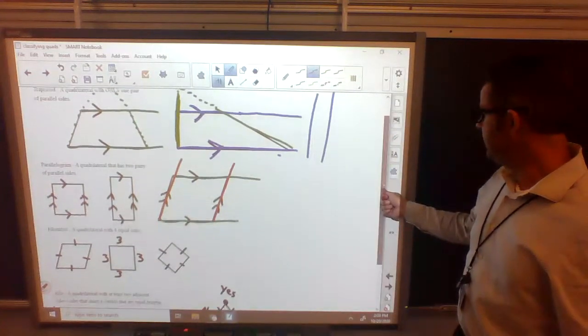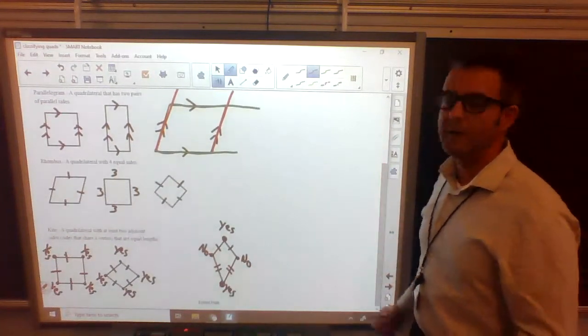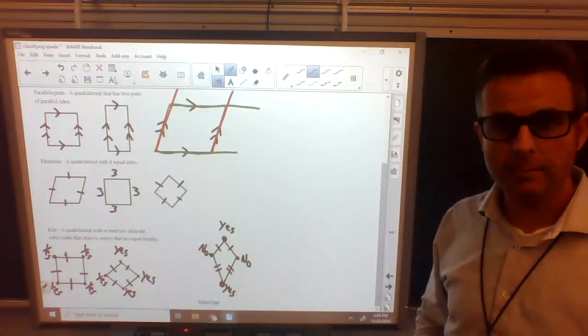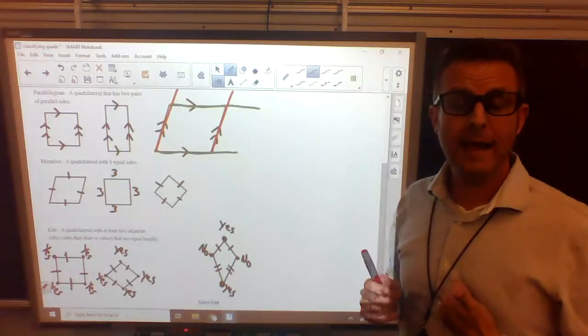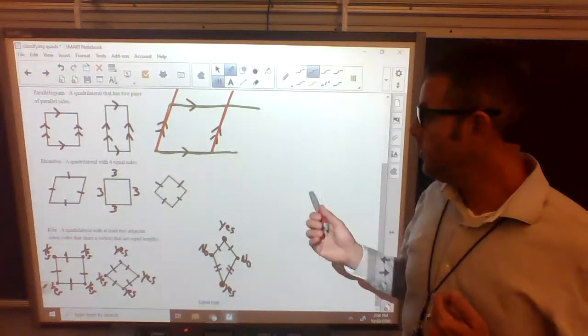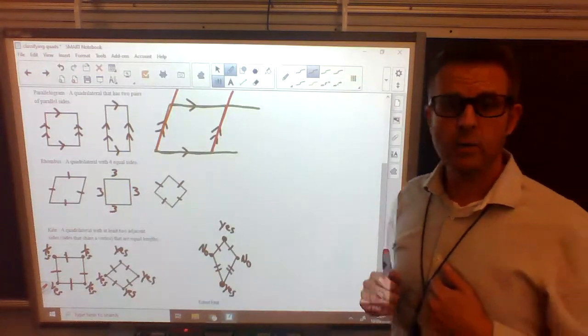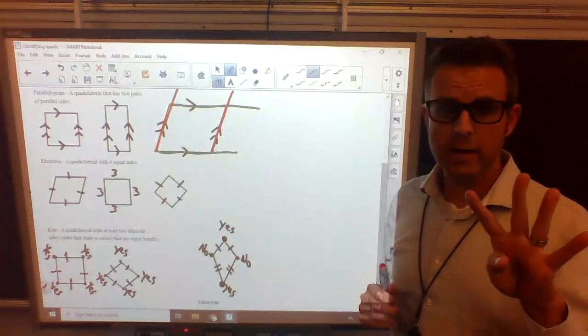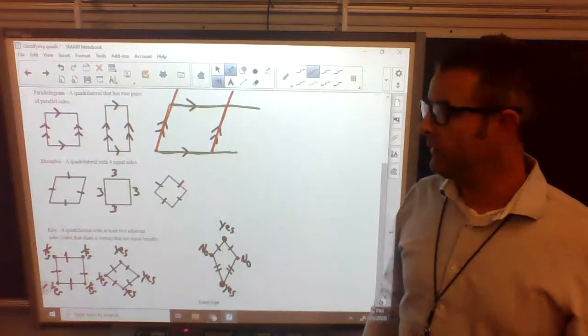The next shape that we're going to learn about, the next quadrilateral, is a rhombus. What makes a rhombus a rhombus? One, it has to be a quadrilateral. Two, it has to have four equal sides. So if a shape is a quad with four equal sides, it's also a rhombus.